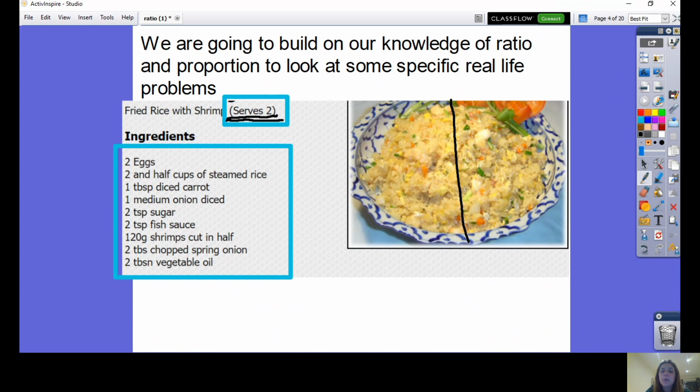That means there's enough food for 2 people to have a portion. If it serves 4, that means there's enough food for 4 people. You also need to be able to identify where the ingredients are and what those measurements are.